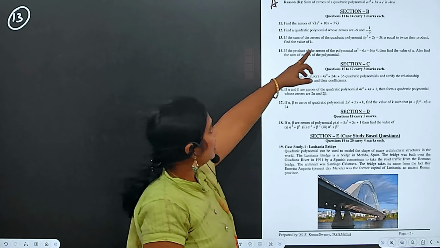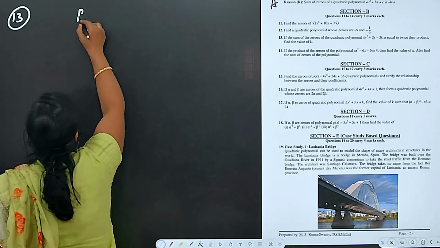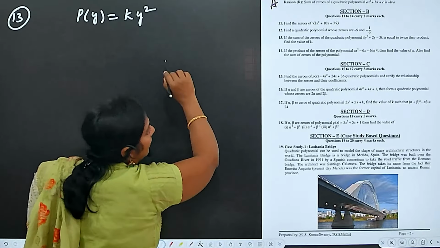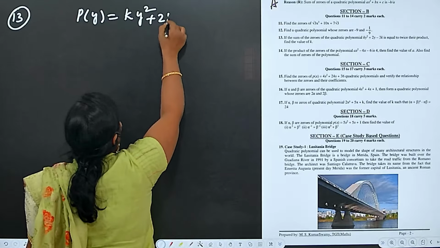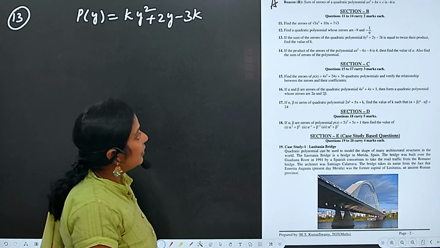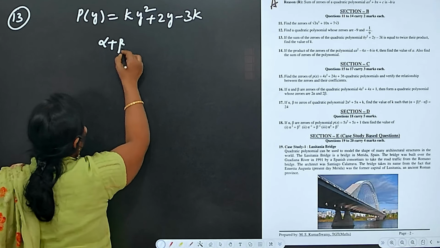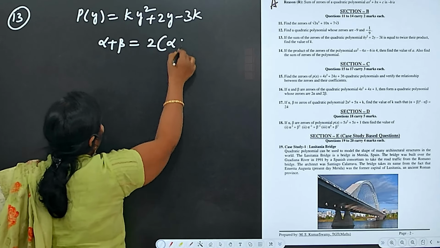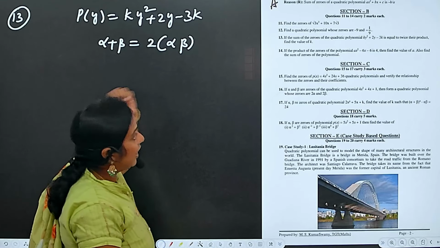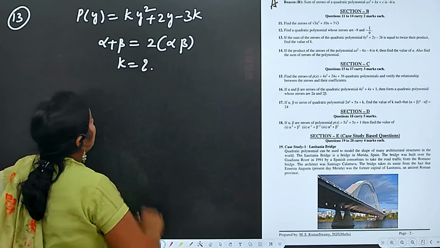If the sum of the zeros of the quadratic polynomial P of y equal to ky square plus 2y minus 3k is equal to twice their product. Sum of the zeros is equal to twice their product. Find the value of k. They are asking k equal to how much?